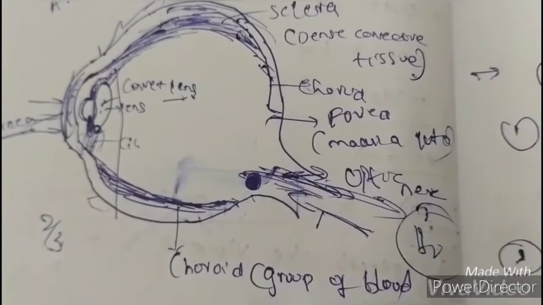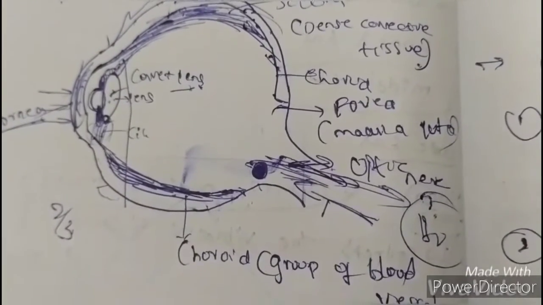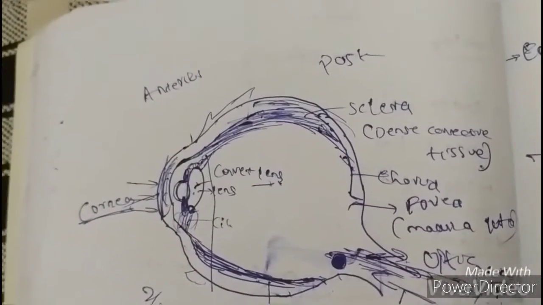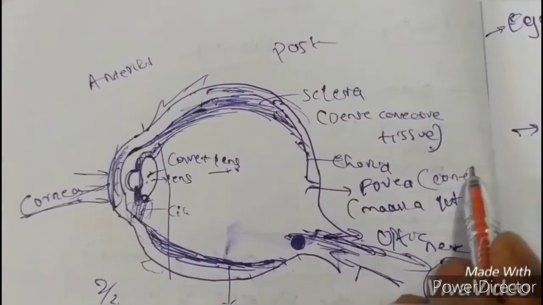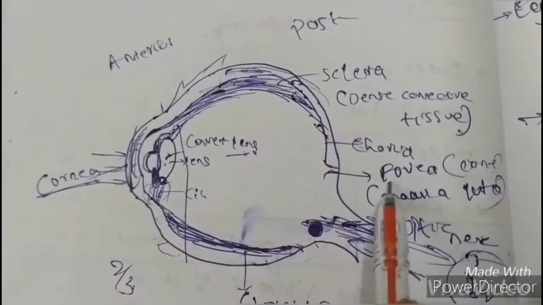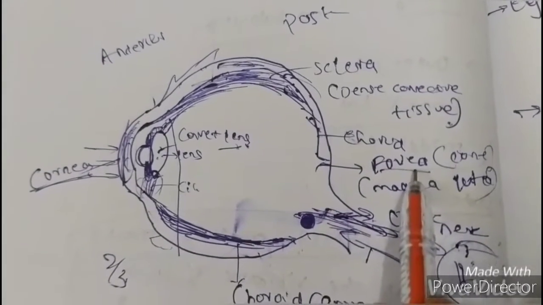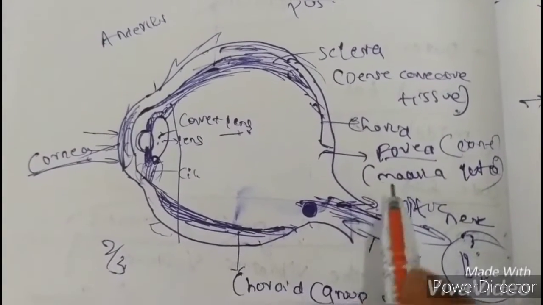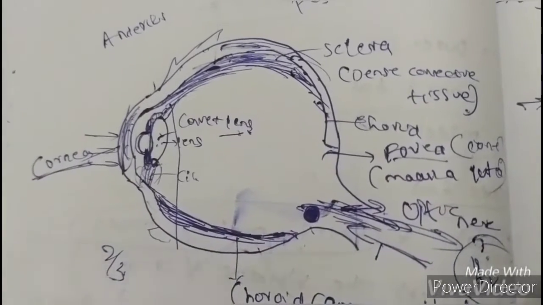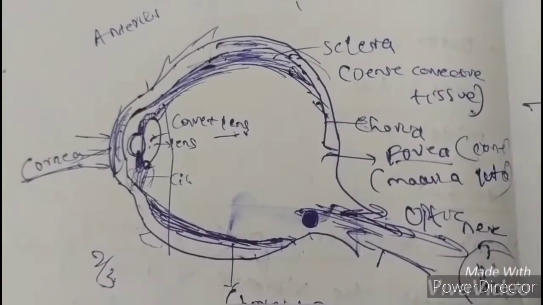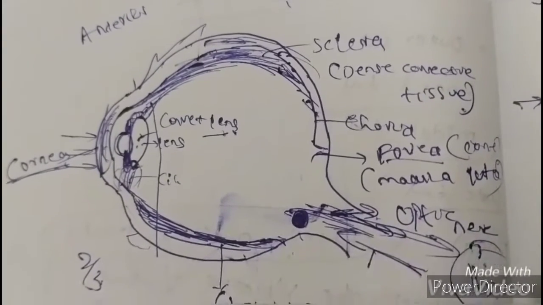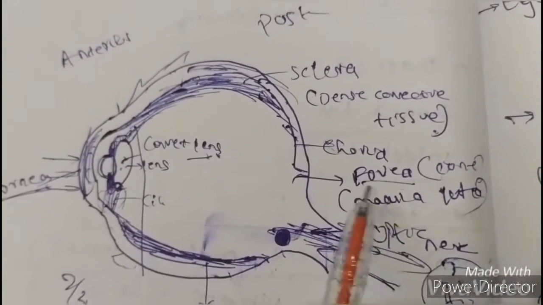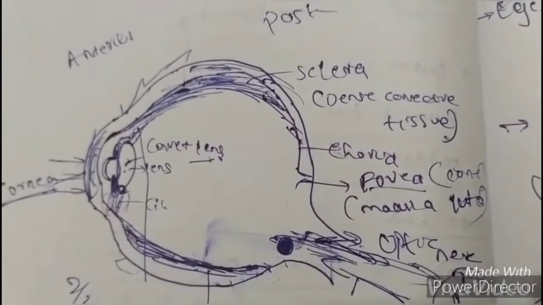The fovea is a thin outer portion of the retina where only cones are densely packed. Plenty of cones are there, so they observe color. It is the point where visual acuity is greatest in the eye. The question may be asked: in which part of the eye is visibility greatest? In the fovea region, we have the greatest visibility.